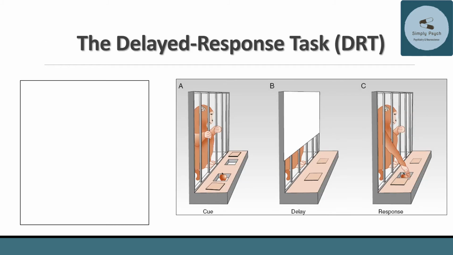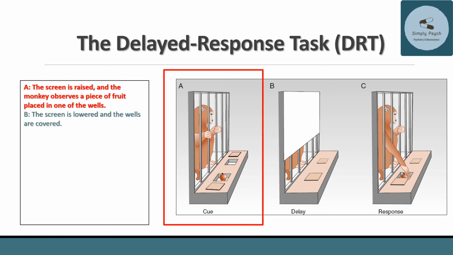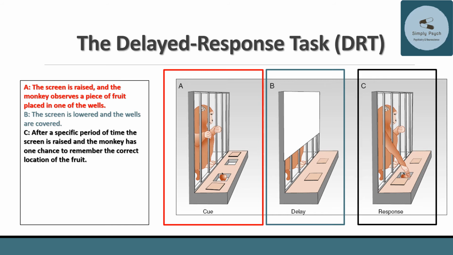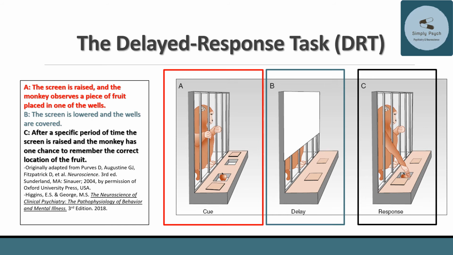Okay, so this is an example of the delayed response task with the monkey as our subject. This monkey is shown two wells in front of it, and a fruit is placed in one of them. The screen is raised, and the monkey observes a piece of fruit placed in one of the wells. Then the screen is lowered and the wells are covered. After a specific period of time, the screen is raised and the monkey has one chance to remember the correct location of the fruit. So you can see that this is basically a working memory task.